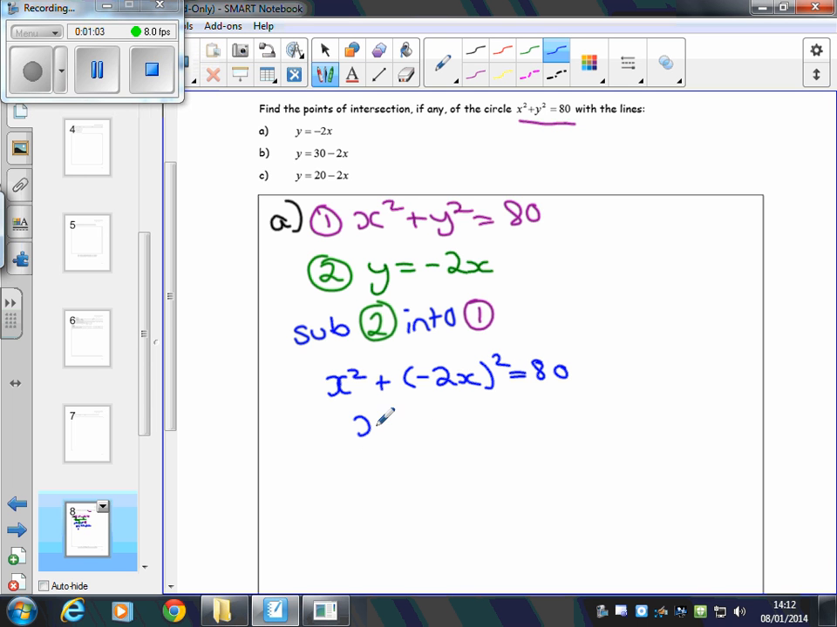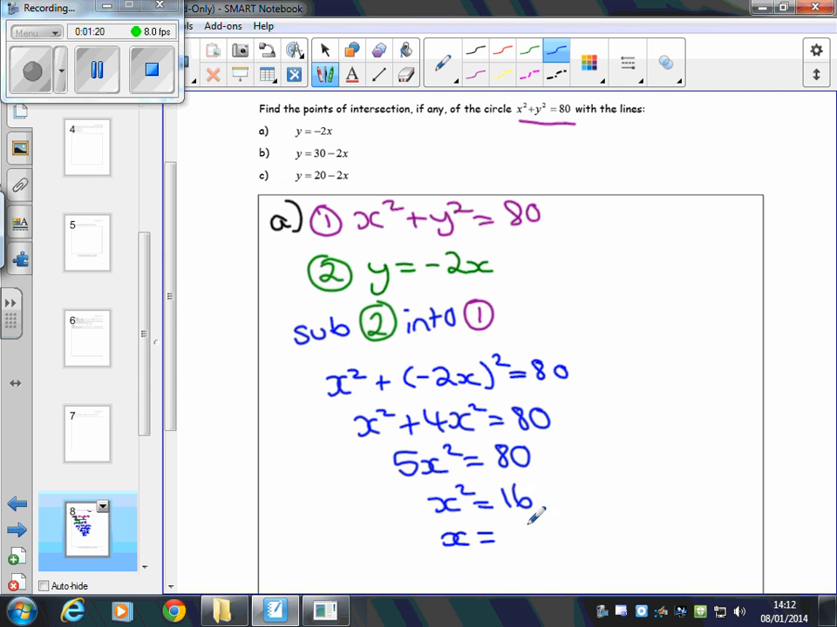Expanding this out gives me x squared plus 4x squared equals 8. Gathering these two together gives me 5x squared equals 8. Divide through by 5 gives me x squared equals 16. And remembering that 16 has a positive and negative root, that gives me x equal to plus or minus 4.